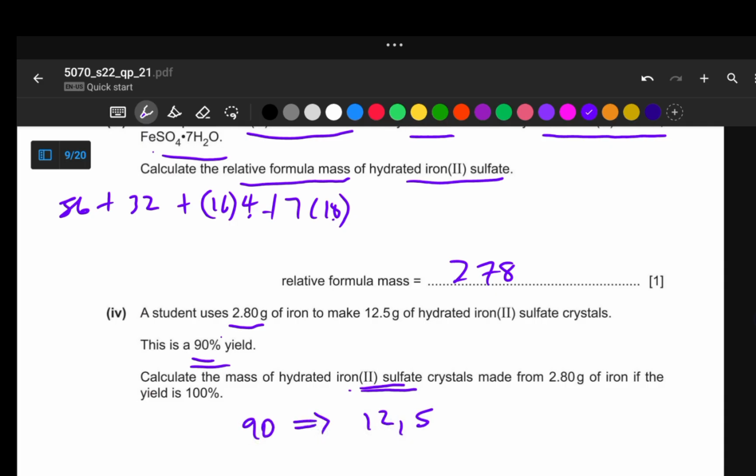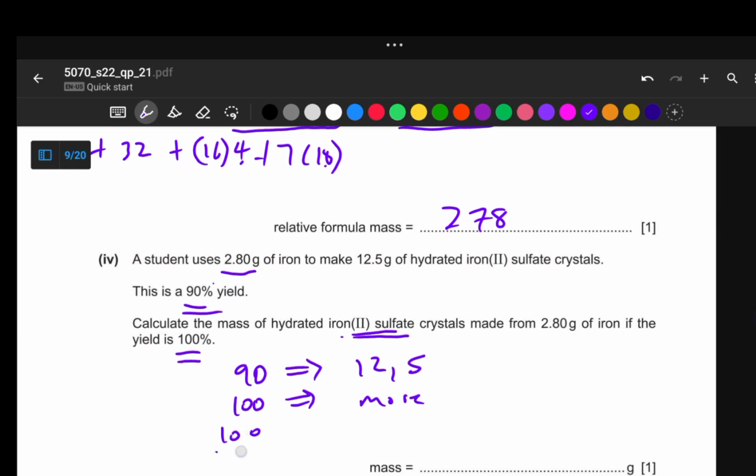So what is the expected outcome from 100%? It is obviously going to be more. So we are simply going to say 100 over 90 multiplied by 12.5. This is simple proportion. So we go straight to our calculator and punch this, and this is going to give us 13.9 grams.